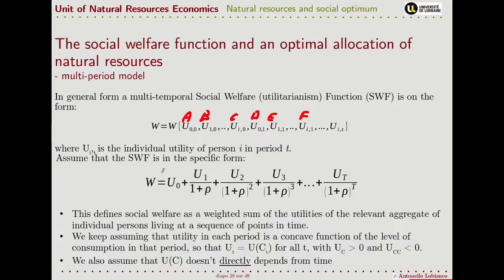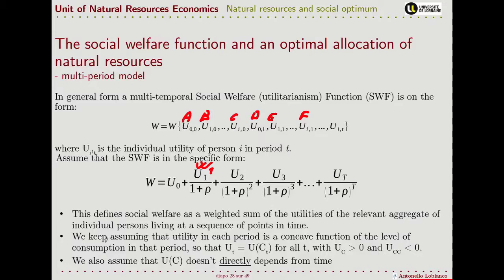One note here: I kept the notation of the reference book that I'm using, so here is U, but really this is not the utility, this is already the welfare of all people living at time 1. And the way that the intra-period social welfare function is formed doesn't need to be specified for the results that we are going to show.